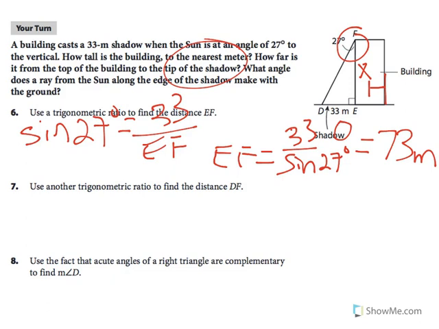Number 7, use another trigonometric ratio to find the distance from D to F. So D to F is this part here. Right, so let's call that Y. So then we're observing from opposite and hypotenuse. So opposite, oops, I think I made a mistake on number 6. Let me erase that.